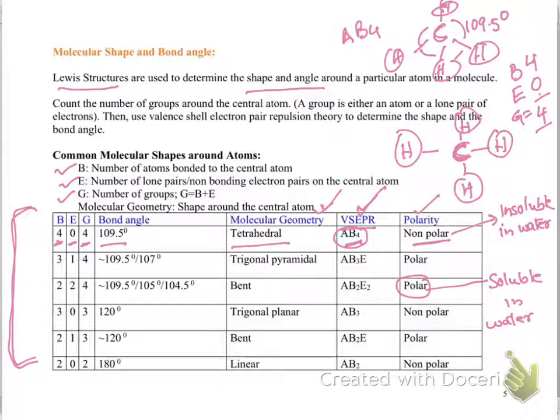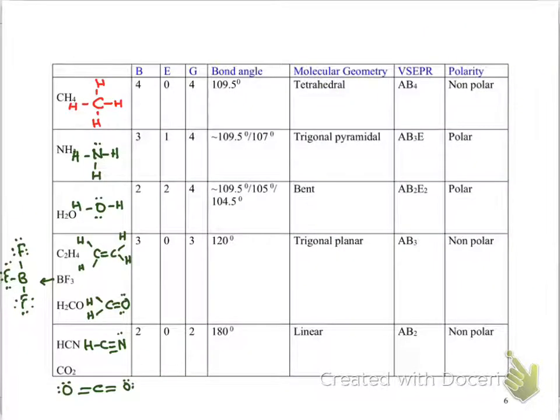Now, I'm going to discuss all these on the next page, but you have the chart here. I just discussed 4-0-4, 109.5, and this is the way it looks. I have to draw it again. So here is CH4, a tetrahedral shape with all the bond angles 109.5. Let's look at the next case, NH3.